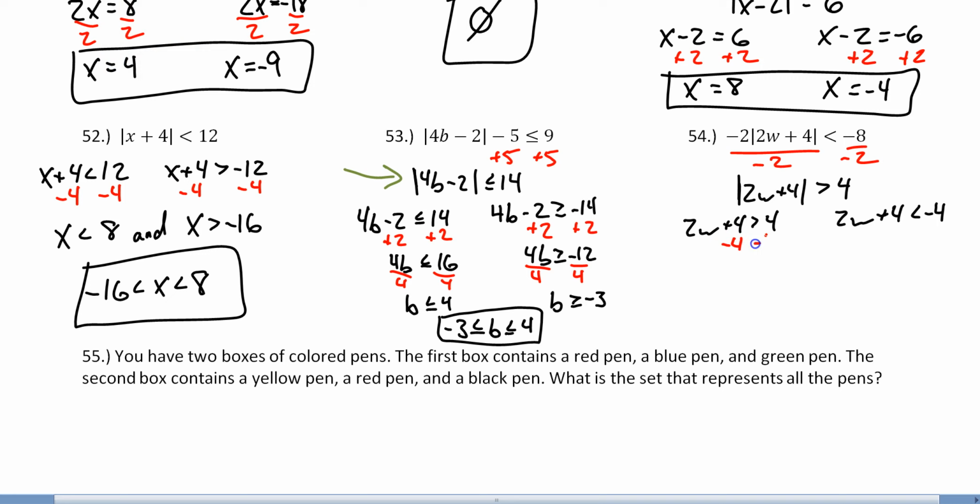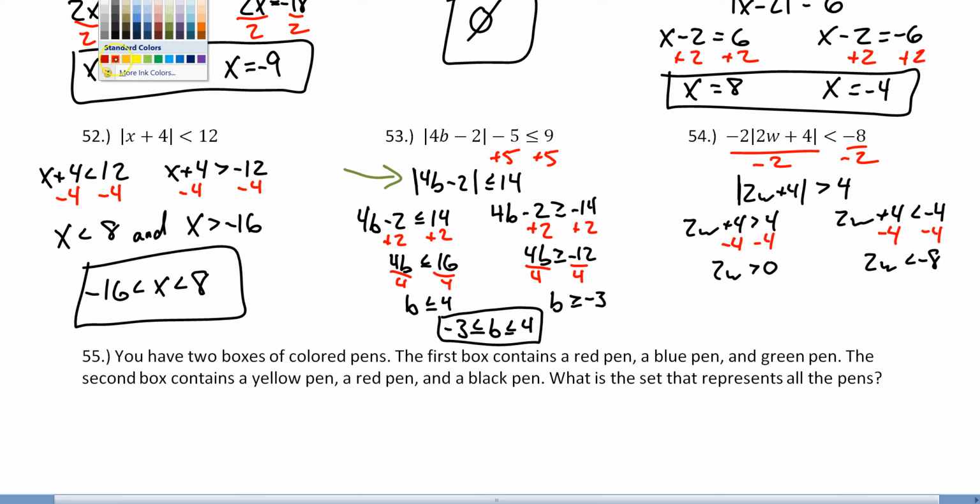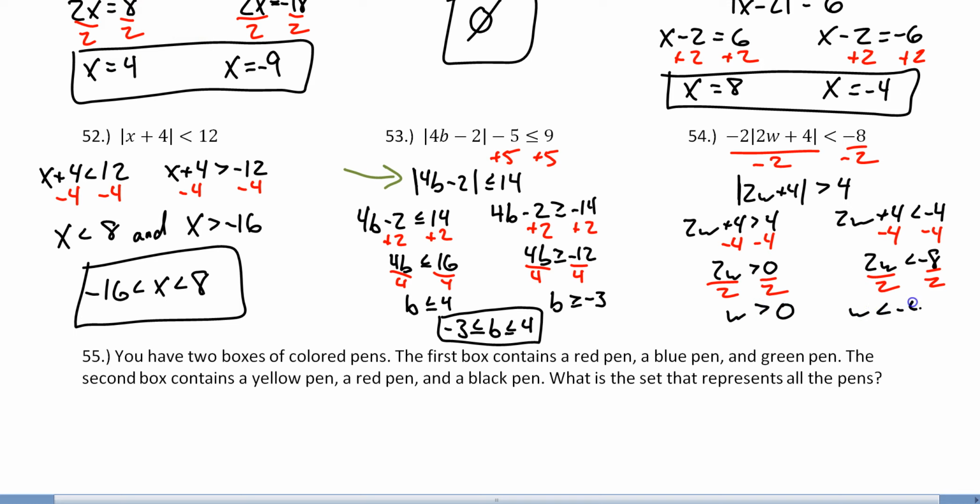Here I subtract the 4 from each side. That's the first step that I'll take over here as well. That gives me a 0. Over here, 2w is less than negative 8. And now I divide each side by the 2. Same thing over here. So the two inequalities I get are w is greater than 0, and then I also get w is less than negative 4.